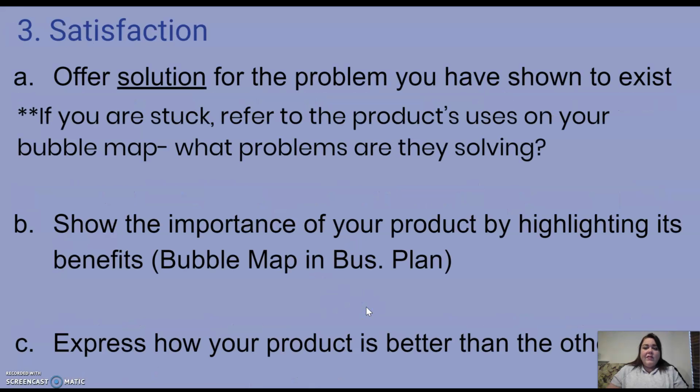So let's look at the satisfaction aspect. You're going to offer a solution for the problem that you've shown to exist. So if you're stuck, you'll refer to the product's uses, and then what the problems are that they're solving. It talked about using a bubble map in the business plan. And as I'm looking at this, some of you decided not to do the bubble map. So this is one of those places where it was something that is going to come back and that you would need to use.